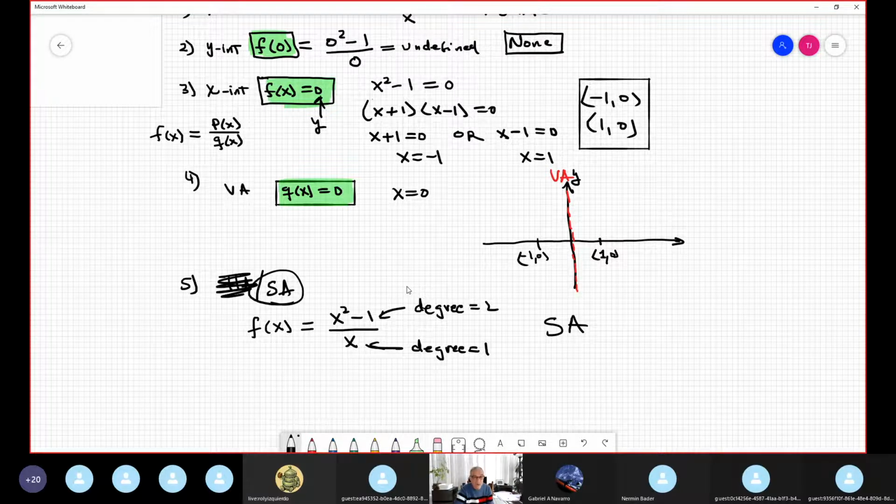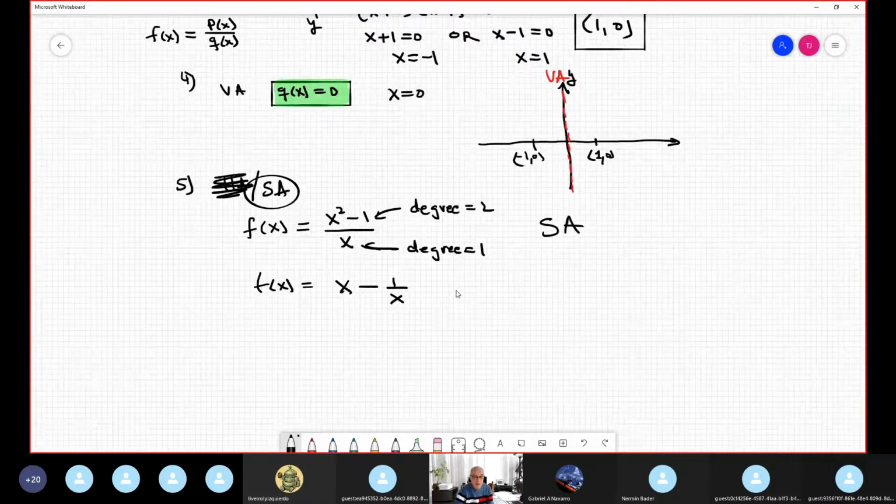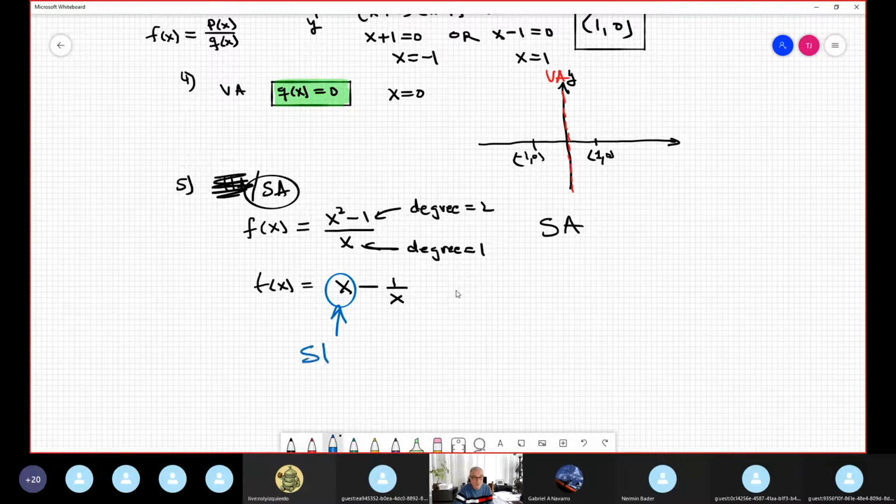No horizontal. It makes sense because, before we condensed this into a single fraction, at the beginning we have x minus 1 over x. It's the original problem. And this part represents the slant asymptote. It is the line y equals x. And the line y equals x looks like that.